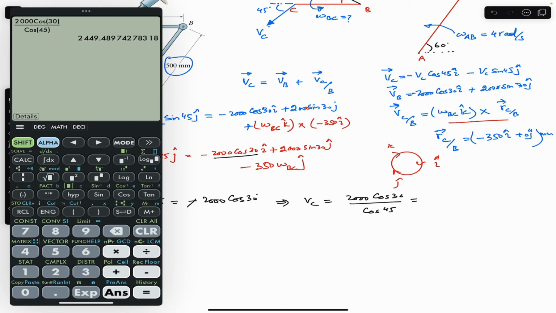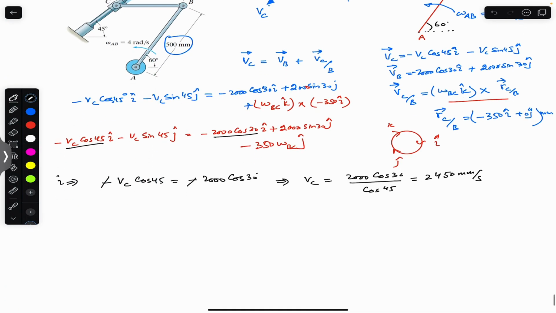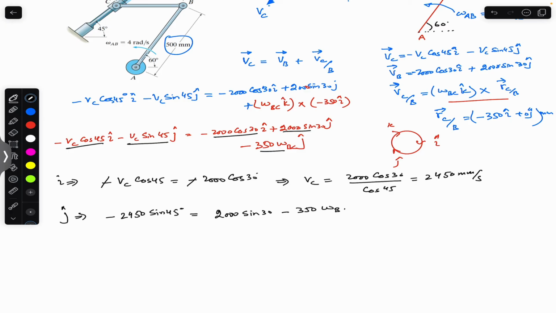Vc equals 2449 point something, so we can say this is 2450 mm per second. And similarly, if we compare the j terms, now Vc is known: Vc is 2450 mm per second, and minus 2450 sine of 45 equals this plus this, that is 2000 sine of 30 minus 350 omega bc.